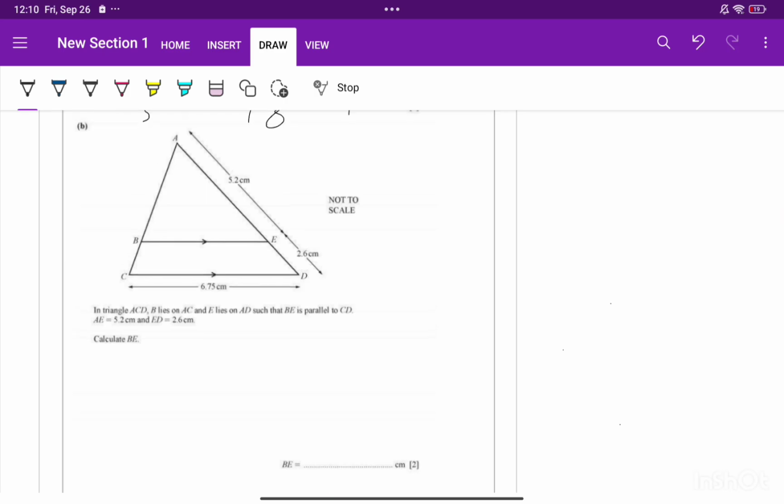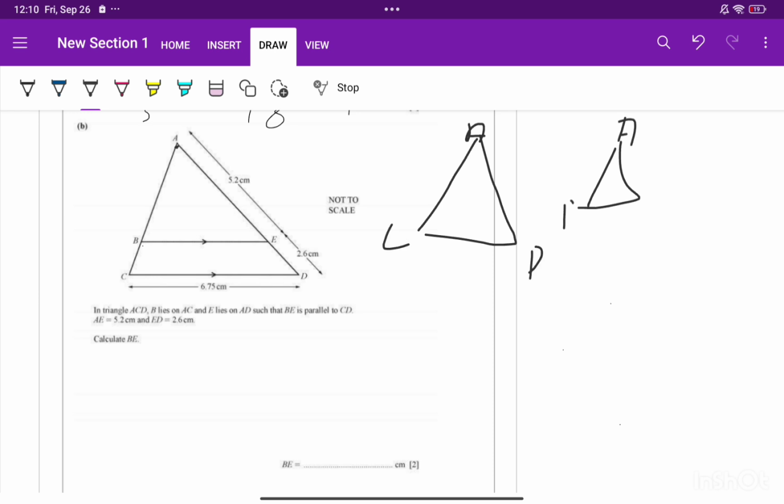Okay, part B. In triangle ADC, B lies on AC. Okay, B, AC, it is a triangle. E lies on AD, such that BE is parallel to CD. Okay, the word parallel has been used. BE is parallel to CD. AE is 5.2, ED is 2.6. Calculate BE. Okay, so as there are two triangles, one bigger one and one smaller one. So ACD is the bigger triangle, and ABE is the smaller triangle. This is the smaller triangle, and this is the bigger triangle.